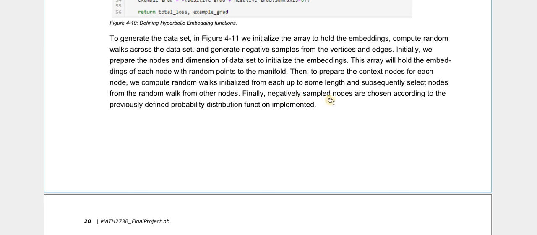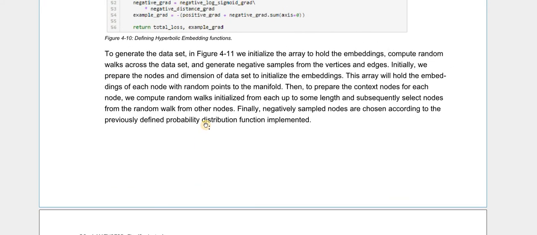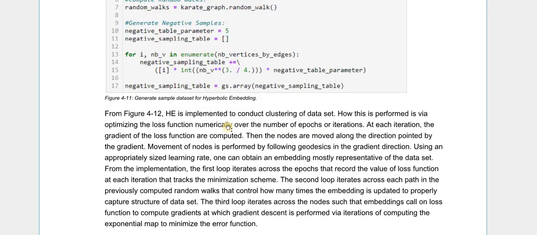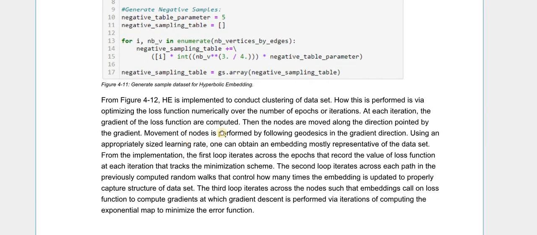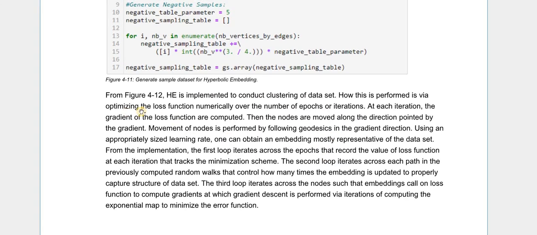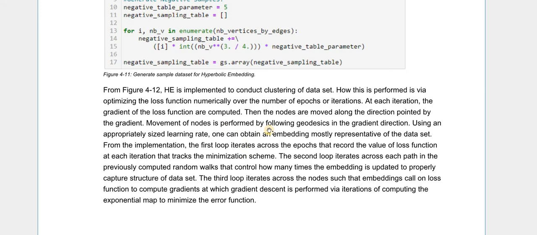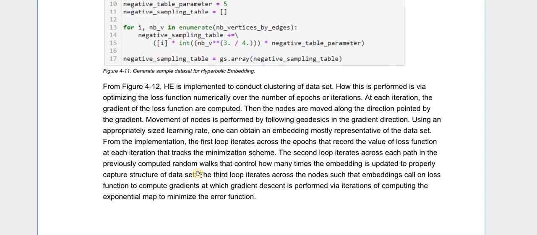So with that, negatively sampled nodes are selected according to the previously defined probability distribution of your embedding. With the data set defined, we can perform hyperbolic embedding to conduct the clustering on our data set. And how this is performed is by optimizing the loss function numerically over a number of iterations. At each iteration, the gradient of the loss function is computed. Then the nodes are moved along the direction pointed by the gradient. Movement of the nodes is performed by following the geodesics in the gradient direction. Using an appropriate learning rate and a smaller learning rate, we can obtain the embedding most appropriate for our data set.